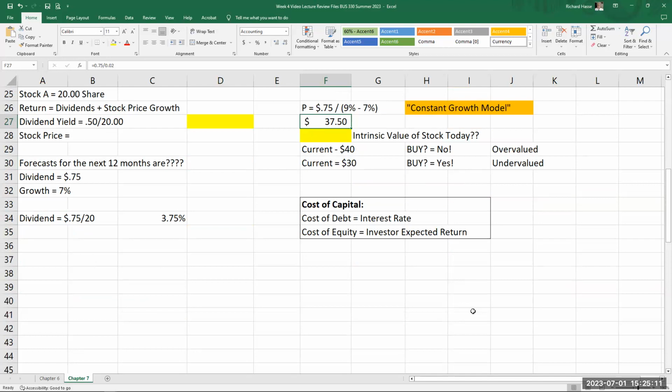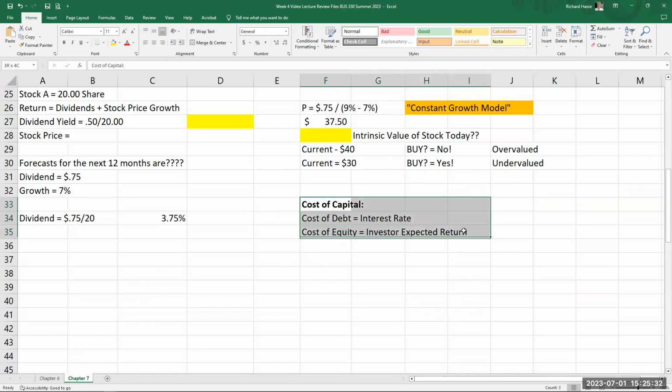And this is all called the cost of capital. Our subject this week is capital valuation. What does it cost us to get the money to invest in assets? Two ways: the cost of debt, which is the interest rate, and the cost of equity, which is what the investors expect to get as a return from the stock.